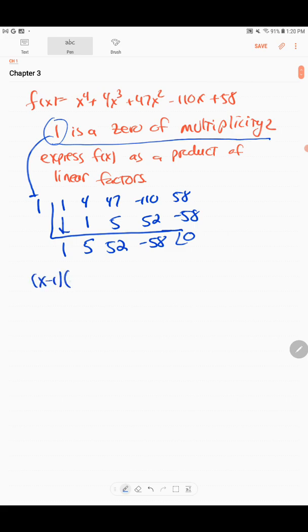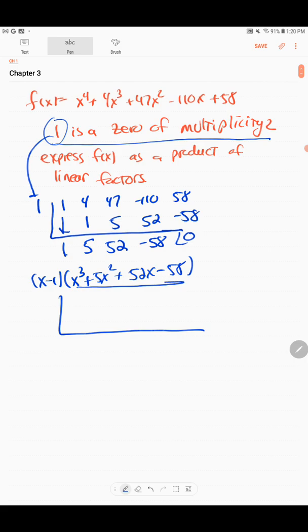Remember, once we have this, we can factor this. It was x to the 4th, so now this is x to the 3rd plus 5x squared plus 52x minus 58. Now we need to factor it again. And now I'm going to factor this 3rd degree polynomial. It was a 4th degree polynomial. Now it's a 3rd degree polynomial.